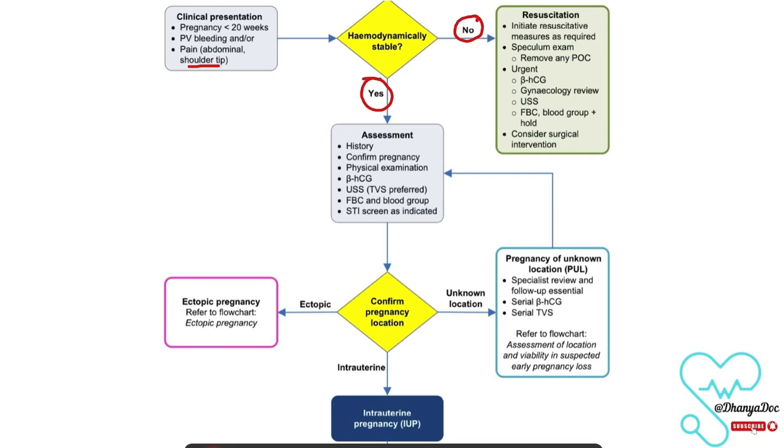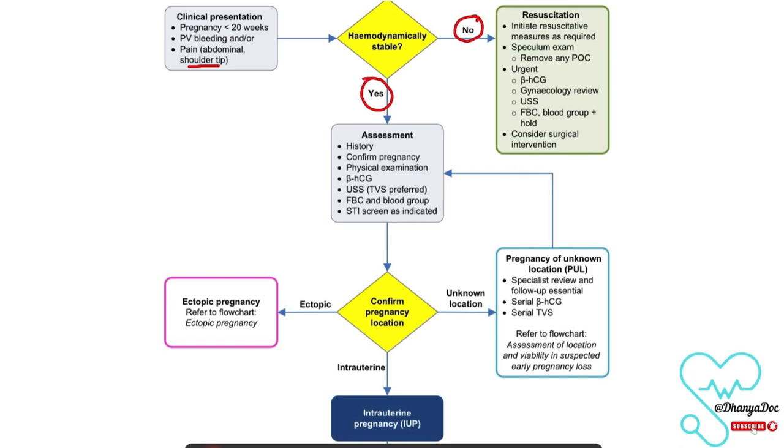The most likely diagnoses of a hemodynamically unstable patient with early pregnancy bleeding are ruptured ectopic, and incomplete miscarriage with cervical shock, or massive hemorrhage secondary to miscarriage. So in the emergency department, after initial resuscitative measures, you should do a speculum examination and look for any retained products at the cervical os.